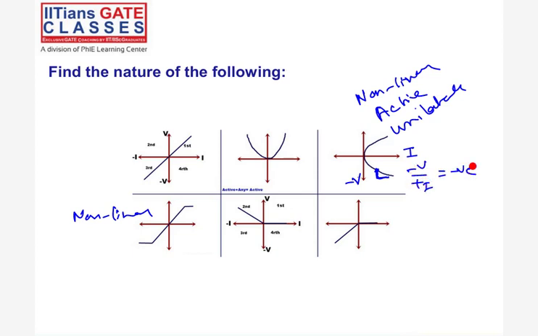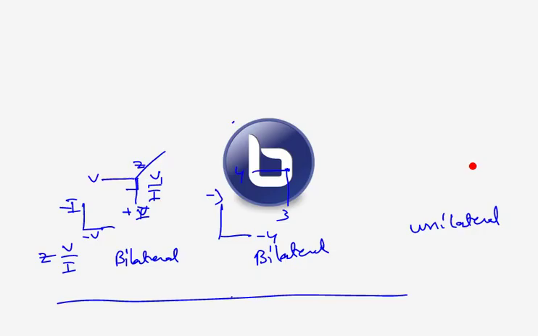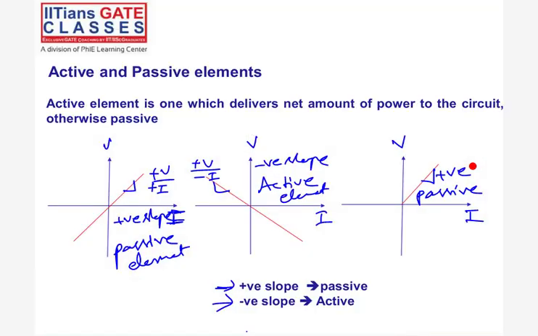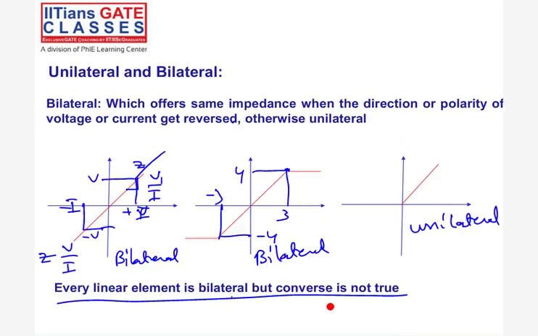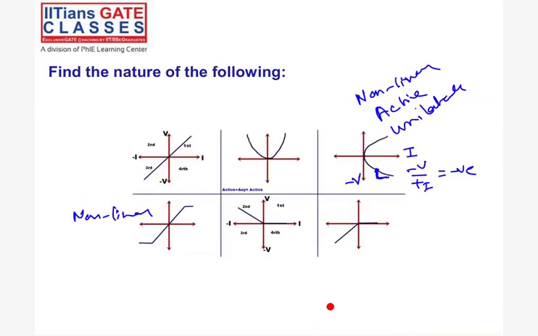A negative slope is always active. But the upper part has a positive sign. That's the thing. If you see here, active plus anything is active. Active plus passive is an active element. So this is active, non-linear, and unilateral.